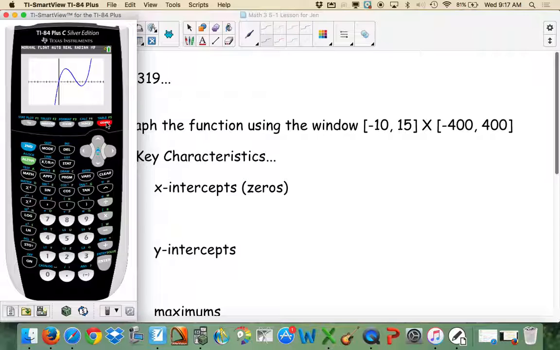Oh my gosh, that's so much prettier. All right, so here's this graph, and it's got this nice wave to it, and we can find all sorts of stuff now. So the very first thing, and I kind of wrote down key characteristics, x-intercepts.